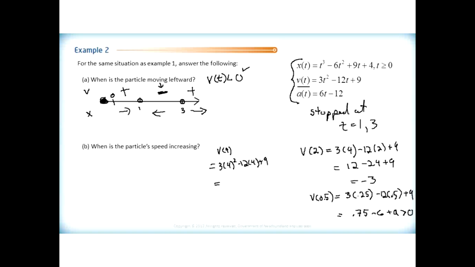So this gives us 3 times 16, so that's 48, minus 4 times 12 is 48, and plus 9, that gives us another positive number. So we were okay to leave it. It was fine anyway. All right, so the question says, when is the particle moving leftward?